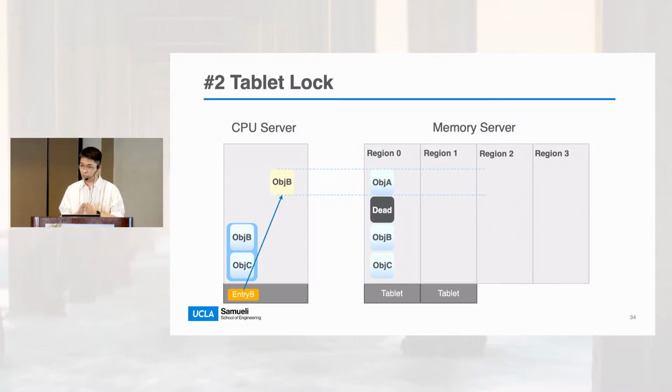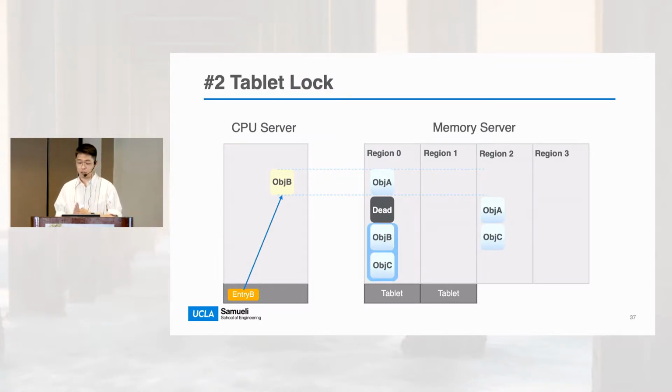Region 0's tablet is locked. From now on, the mutator on the CPU server cannot access objects in region 0 and the corresponding tablet, while we can still access object B because it has already been moved. Until the evacuation for region 0 is finished, the lock is released, and the application threads on the CPU server blocked on region 0 can continue. And swapping out object B to memory servers will not cause any problems now.